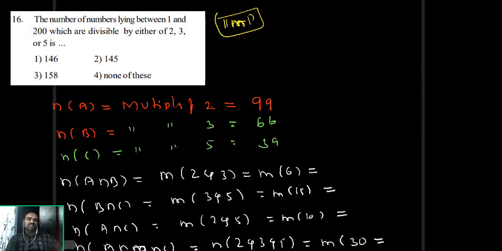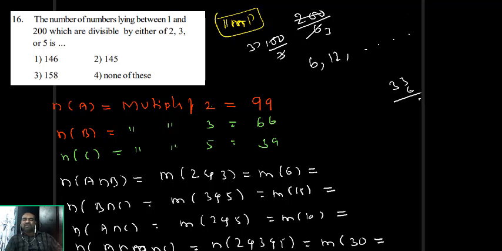So multiples of 6 I want: 6, 12, and so on. 200 divided by 6, that is 100 by 3, 33. 33 sixes are 198. How many are there? Should be divided by 6. They are 33 in number.